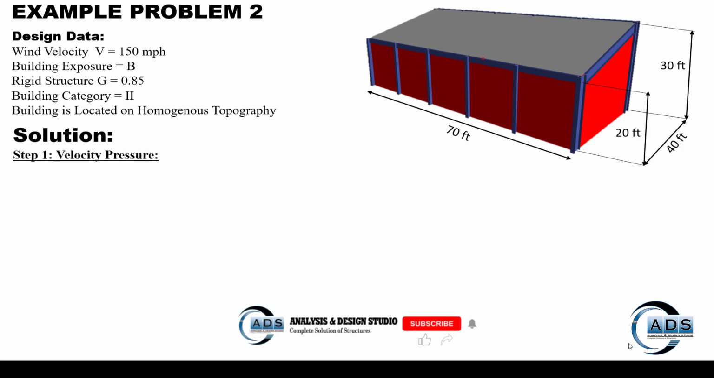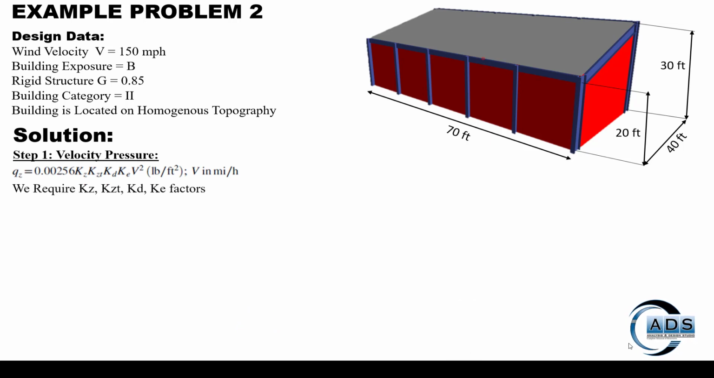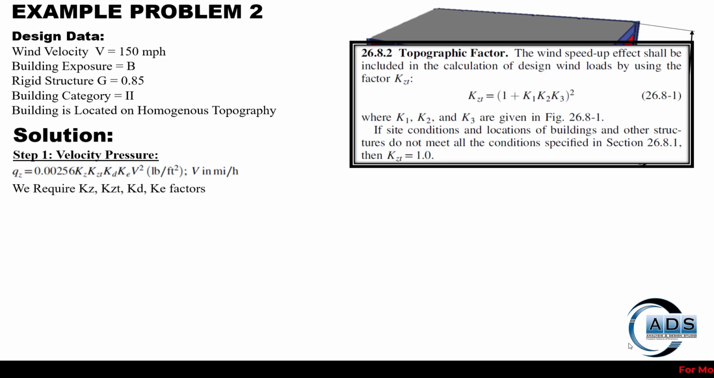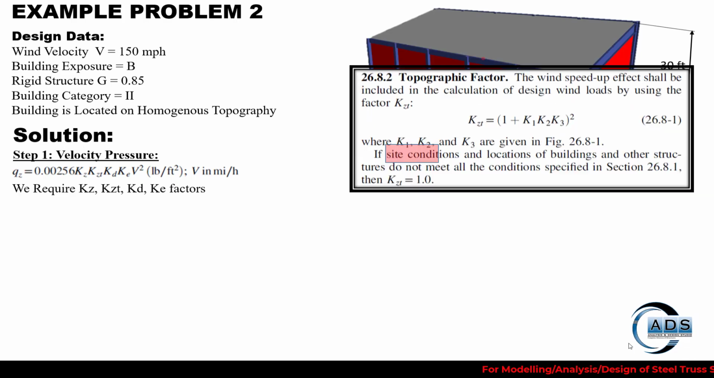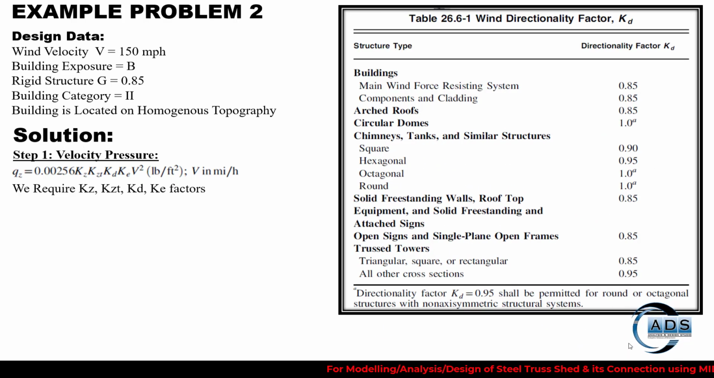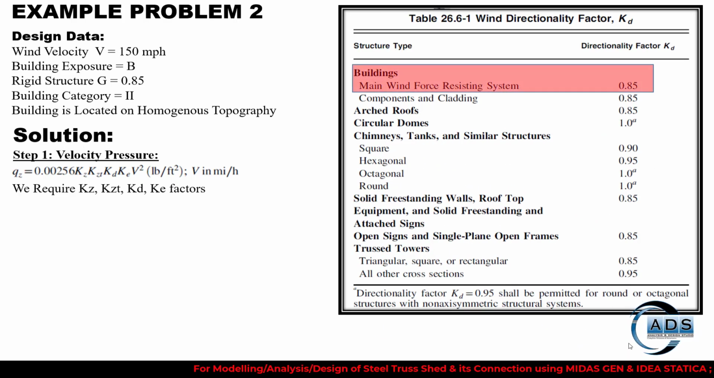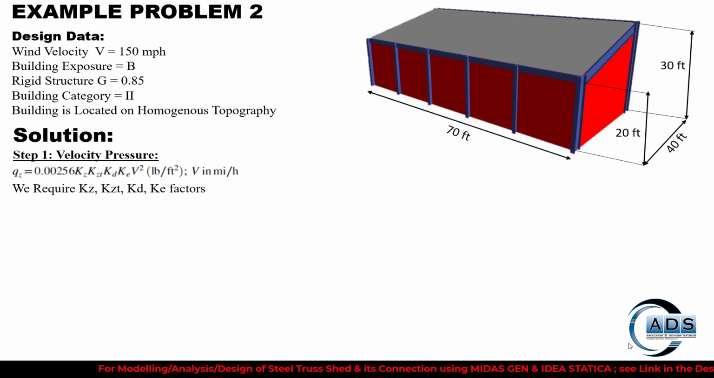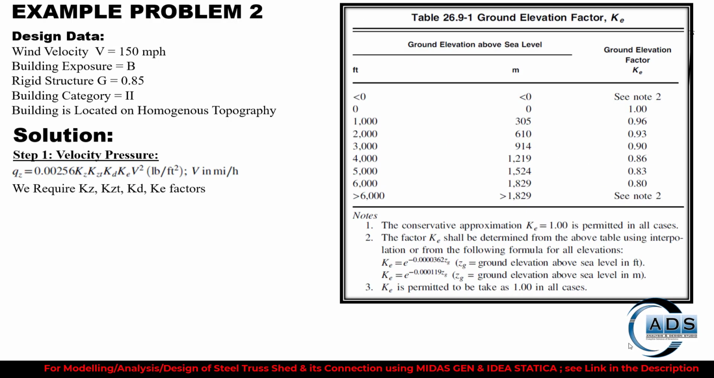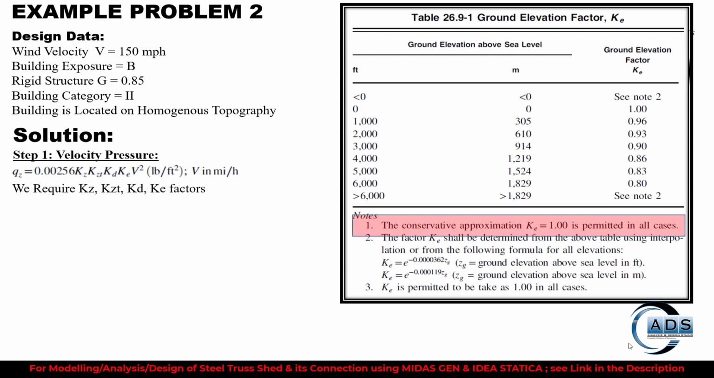Proceeding to the solution, the first step is to calculate the velocity pressure using this particular equation. We require these factors, so we will pick them from the tables. For Kzt, we are using a value of 1. For the Kd factor, we are using 0.85 because this is the main wind force resisting system. For the Ke factor, we are conservatively using 1.